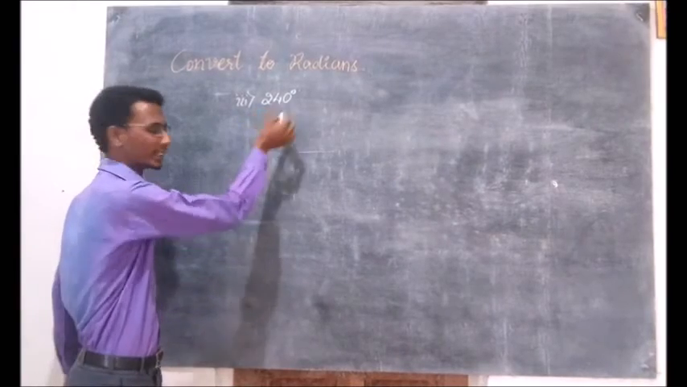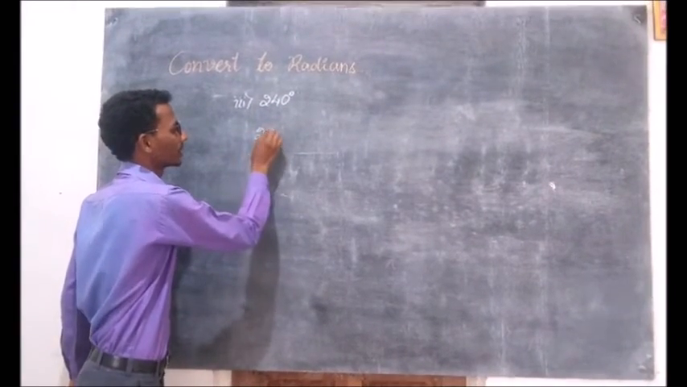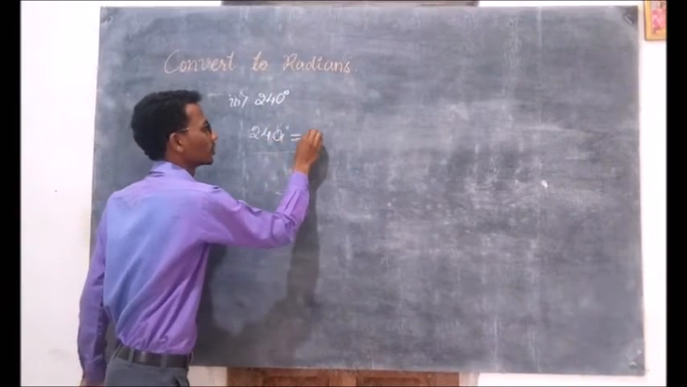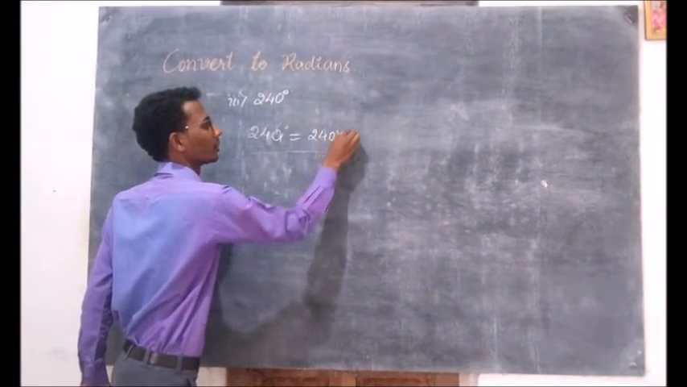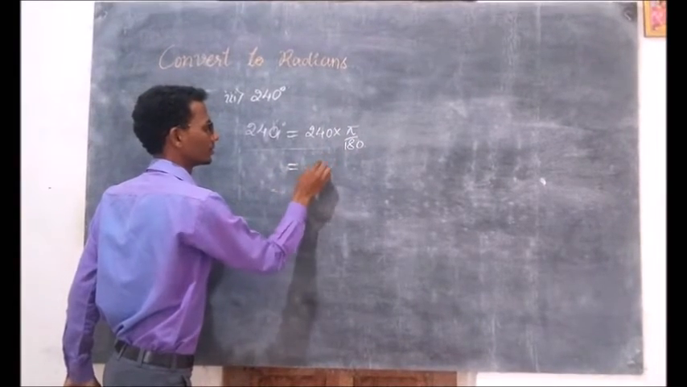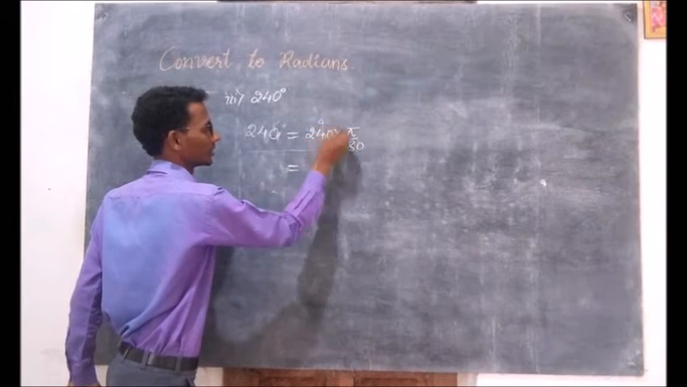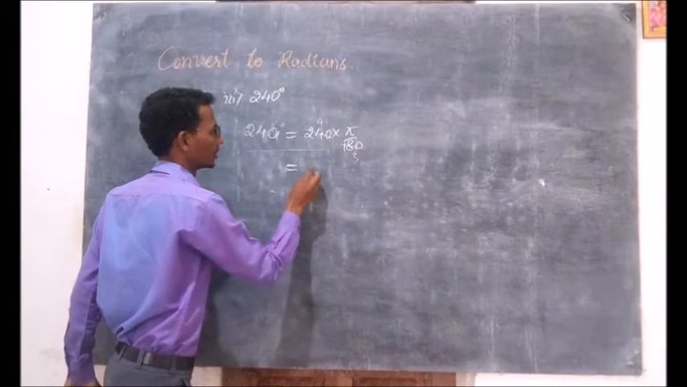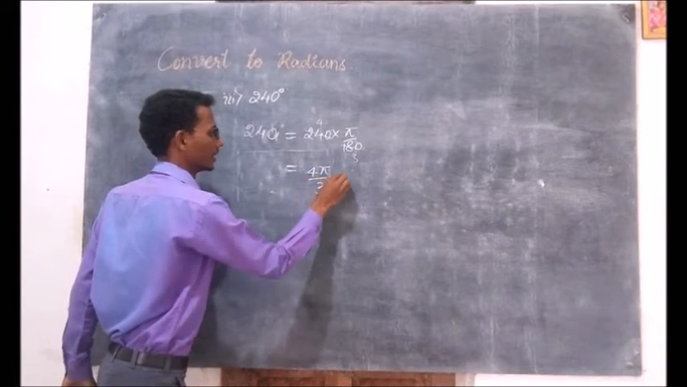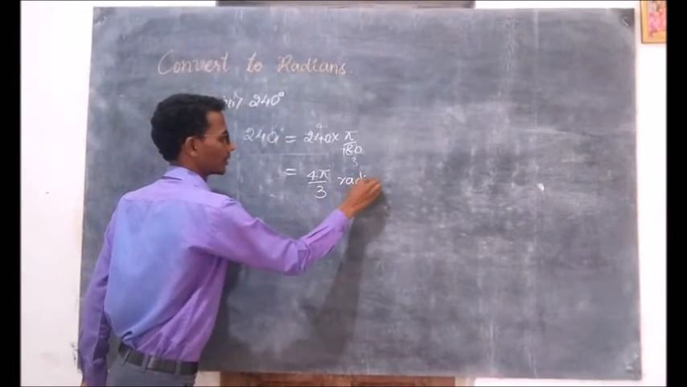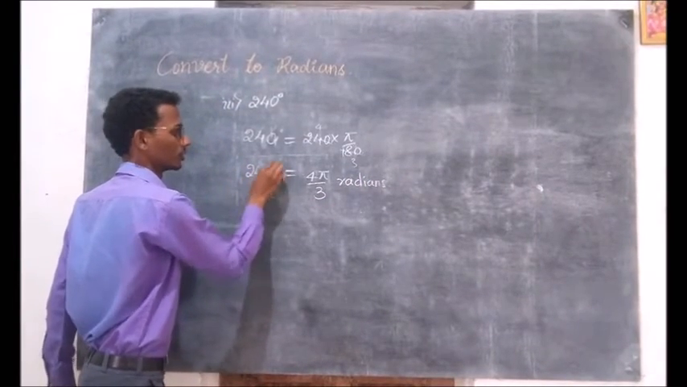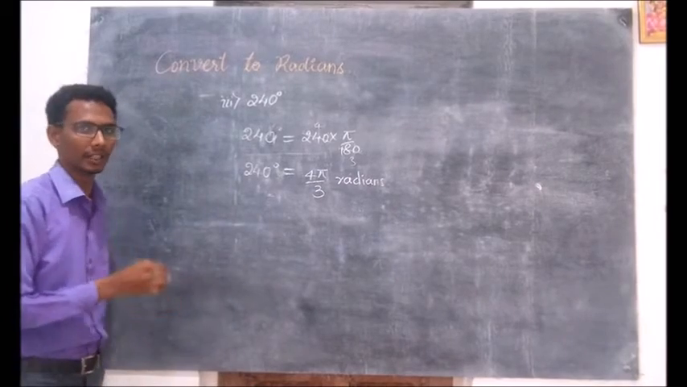Third one, 240 degrees. So 240 degrees can be converted into radians as 240 into pi by 180. Simplifying, that is 4 pi by 3 radians. So hence 240 degrees is equal to 4 pi by 3 radians.